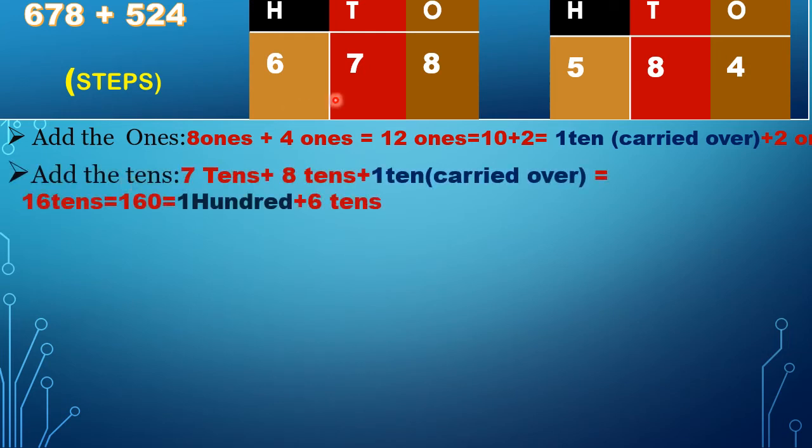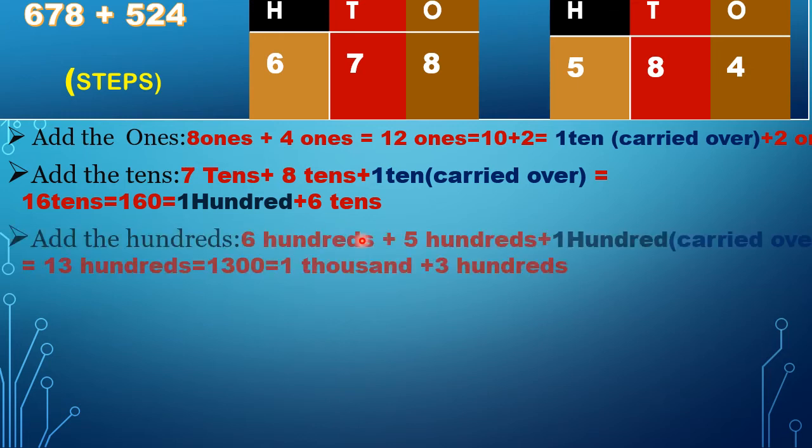Next step, you add the tens place numbers, that is 7 and 8. So you add 7 and 8 along with the 1 ten which you have carried over, and that will give you 16 tens. 16 tens exactly means 160. This is a group of 100 and 6 tens. So you will carry over this 100 to the hundreds place, and then 6 tens will remain here.